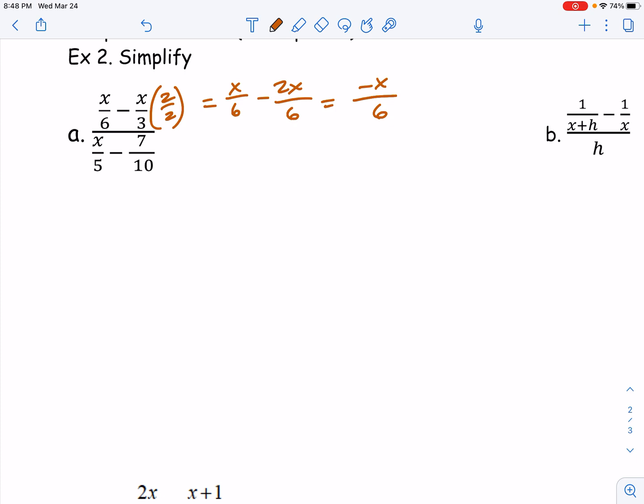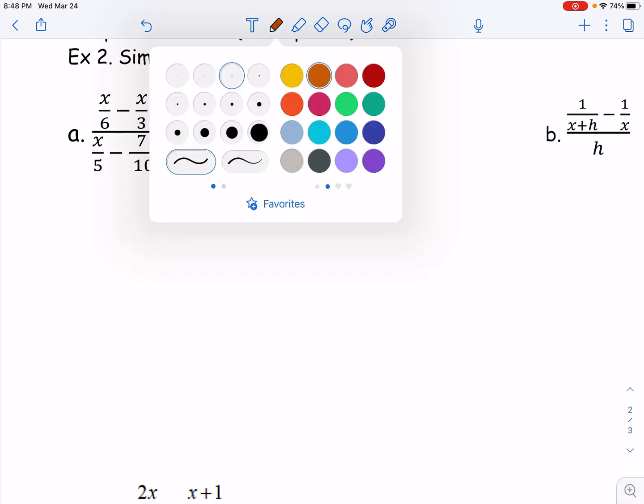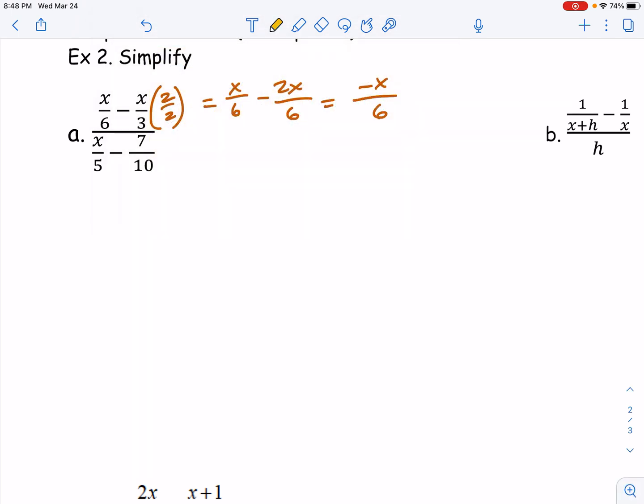Negative x over 6. Now I look at my denominator. So my denominator, again, is subtracting two fractions. I look at the denominators of those fractions. They're not the same. What's the common denominator, though? 10. So this left fraction needs to get multiplied by 2 over 2, which means I have 2x over 10 minus 7 over 10, which gives me 2x minus 7 over 10. So I've worked the top, I've worked the bottom. Now let's work the whole problem.